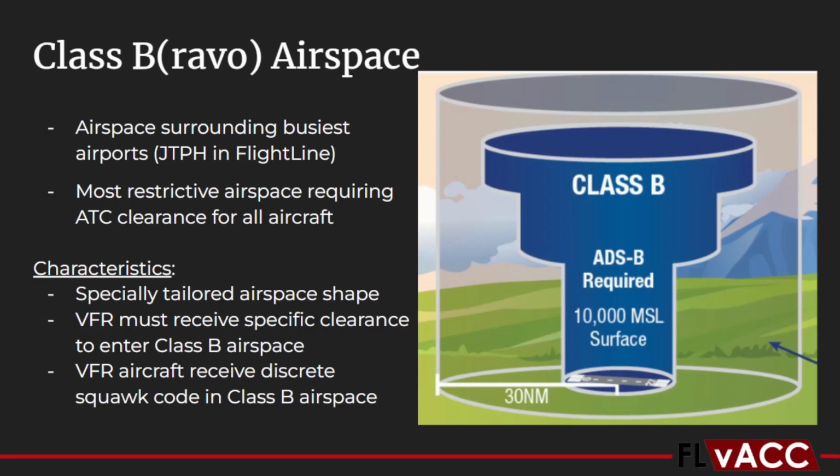In Flight Line, only Tofan Bridge is a Class Bravo airport. Since it is the busiest, it is also the most restrictive, and requires a specific clearance for all aircraft, though you'll learn what that means later.